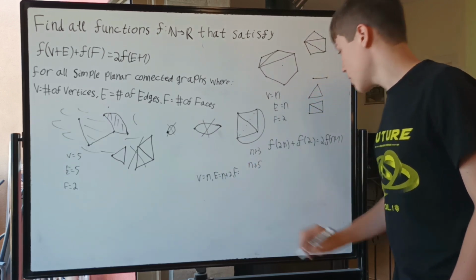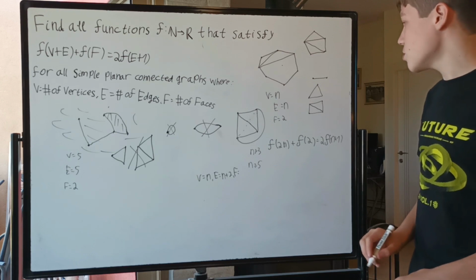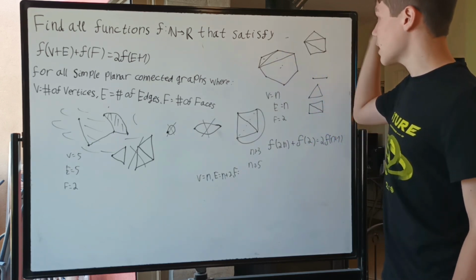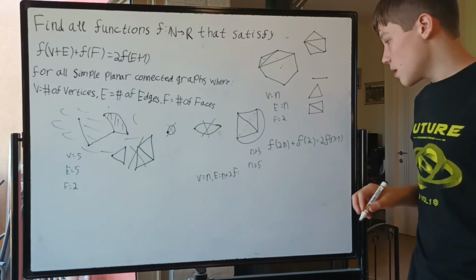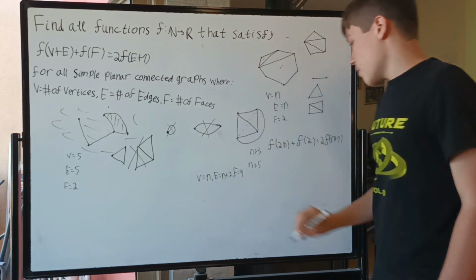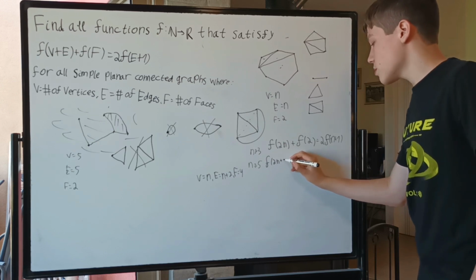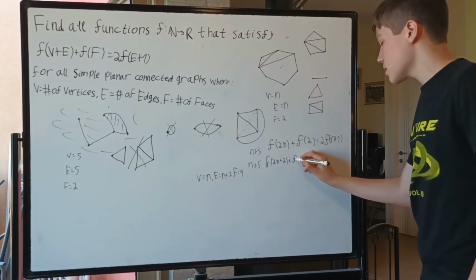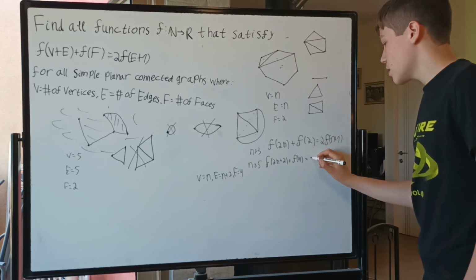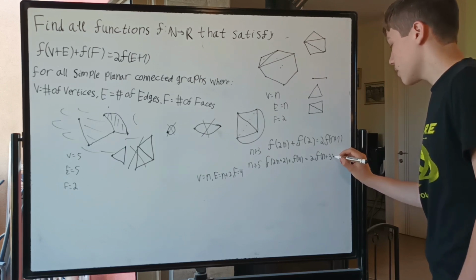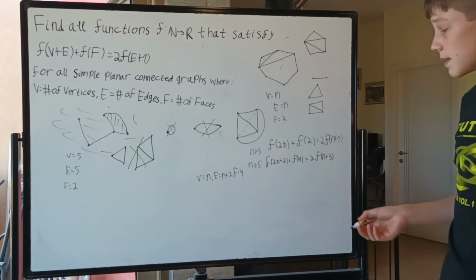And f is equal to, well, let's count. 1, 2, 3, and the one on the outside, 4. So f would be 4. And from this we get the equation f of 2n plus 2 plus f of 4 is equal to 2f of n plus 3. Okay, we can work with these.